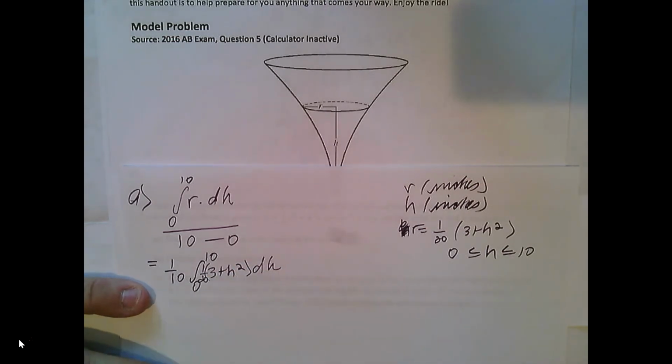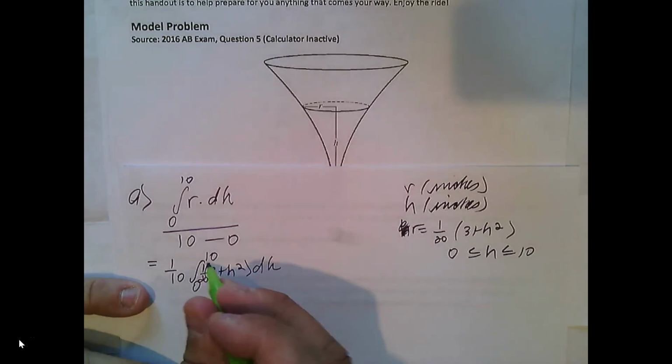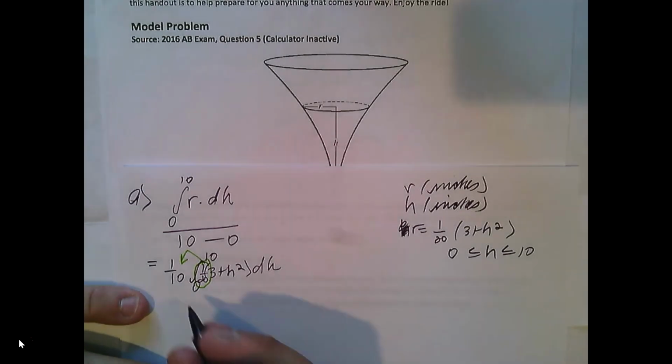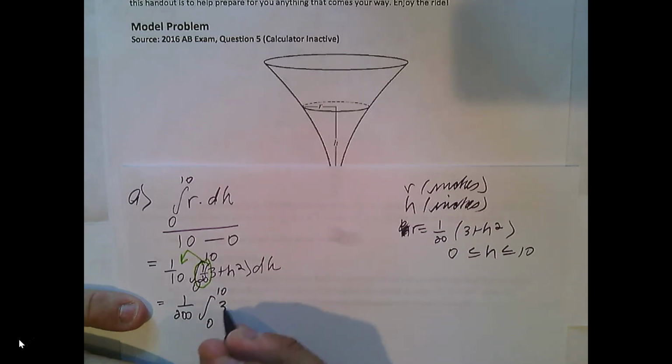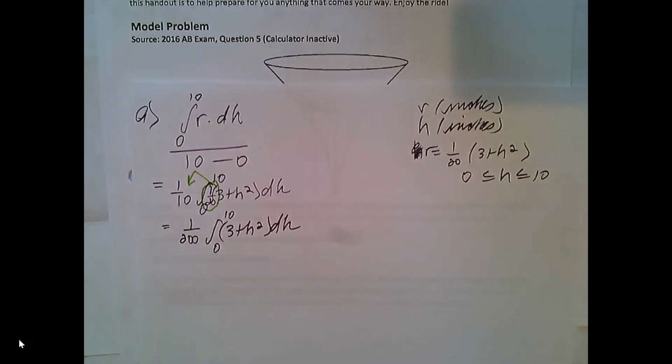And there's a 1 over 20 in there, isn't there? Told you, tough question. That 1 over 20 is a constant that I'm going to pull out in front. 1/10 gets multiplied by the 1 over 20 to give you 1 over 200. The integral from 0 to 10 of 3 plus h squared with respect to h.